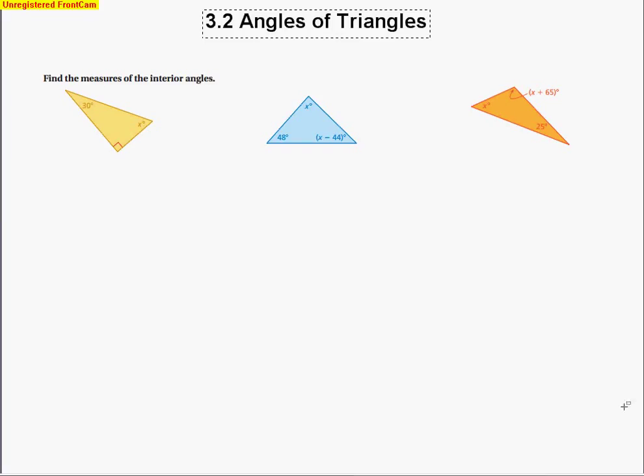This is the tutorial for Chapter 3, Section 2, titled Angles of Triangles. And here we are going to find the measure of interior angles. Since it says angles, that means we've got more than one. And over here, we're trying to find out what x is.